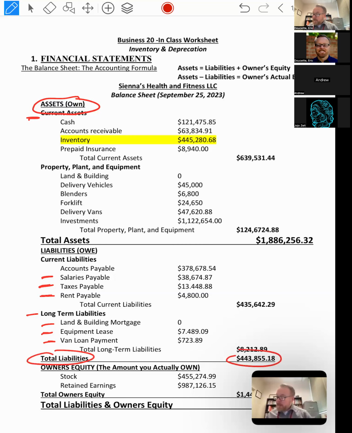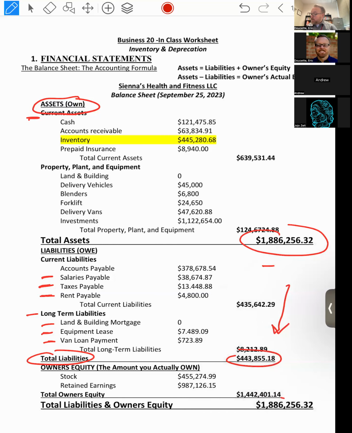And then again, if you take the 1.8 million and minus the 443,000, that gives you what we call, sorry, your owner's equity right here.